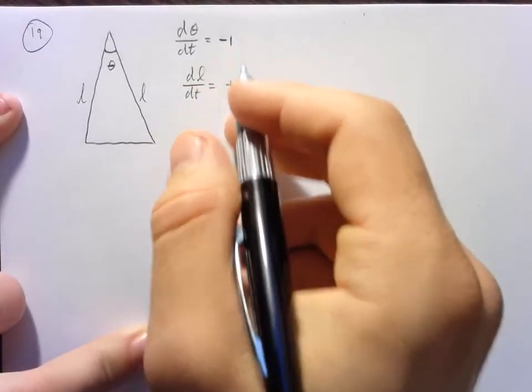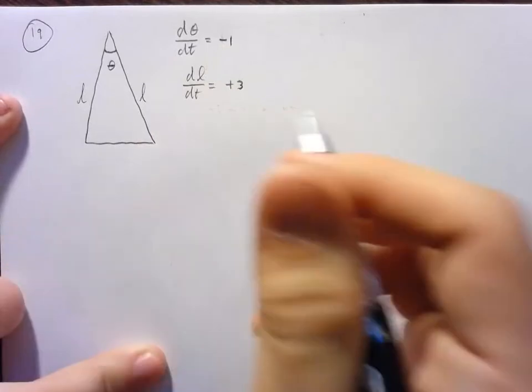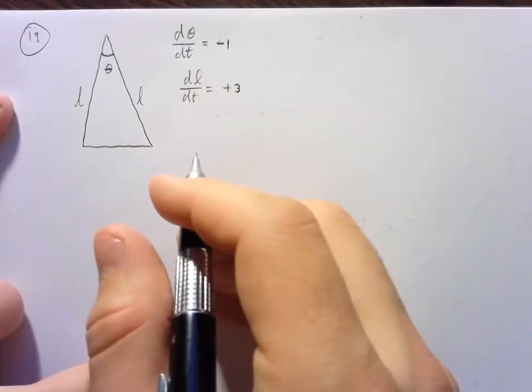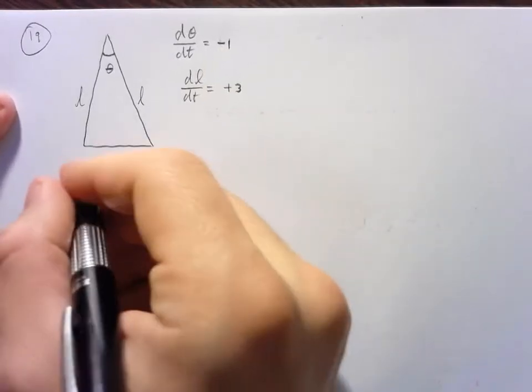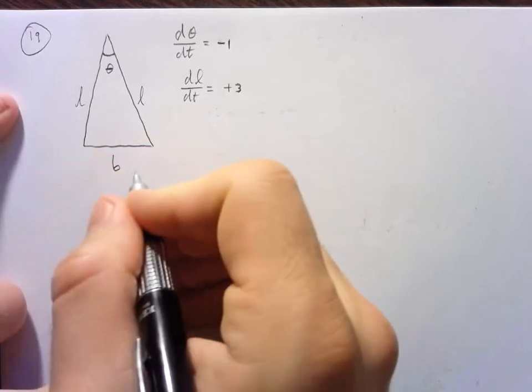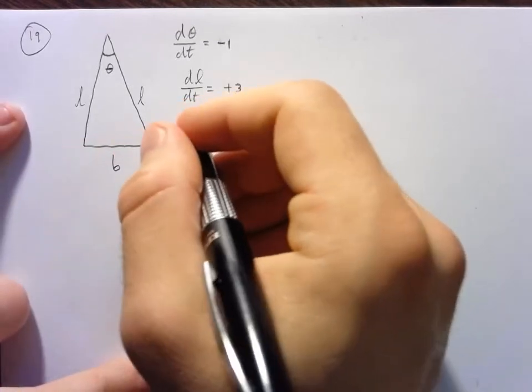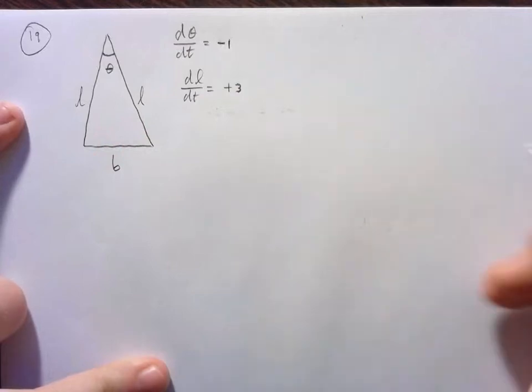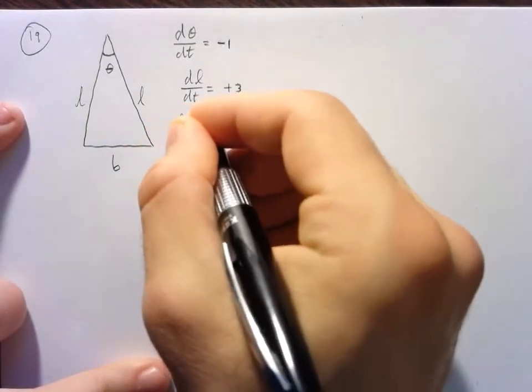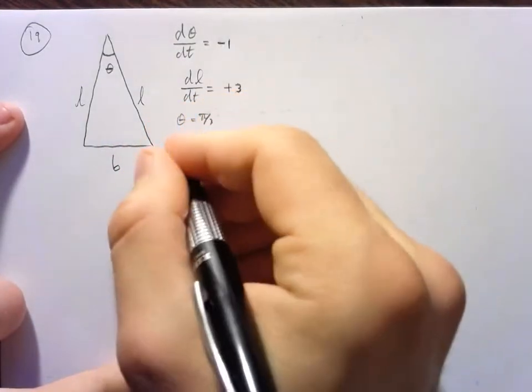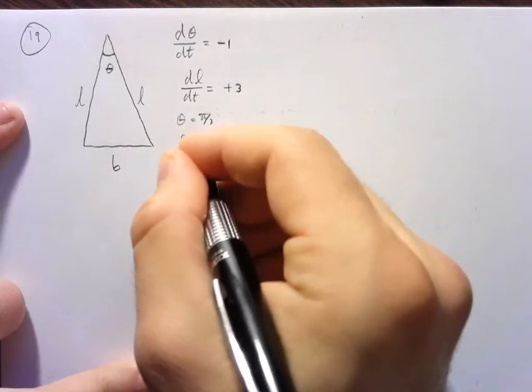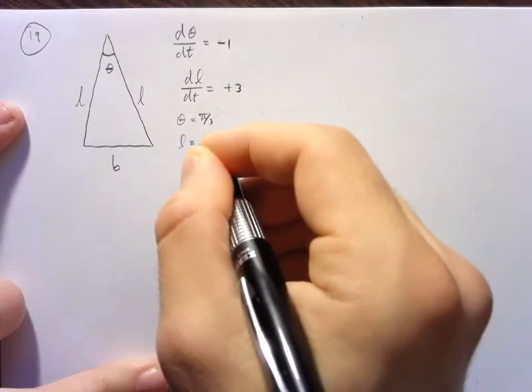This was per second too. Okay, excellent. And we want to know how fast is the length of the base, so let's call that B. How fast is that changing when theta is pi over 3 and when L is √6?